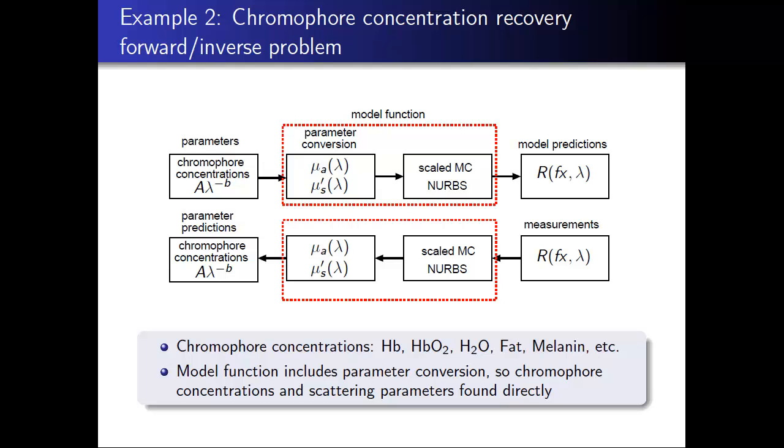The model function now takes those mu A and mu S spectra and uses NURBS to create our forward predictions as a function of spatial frequency and wavelength. And this can be done, of course, with any other measurements. I just happened to choose these chromophores.